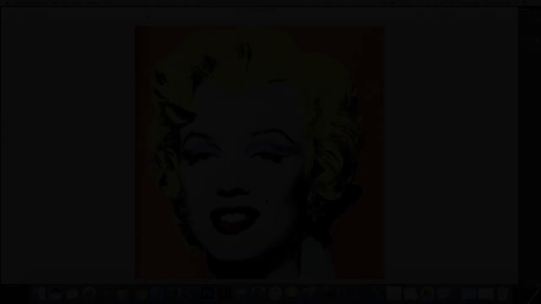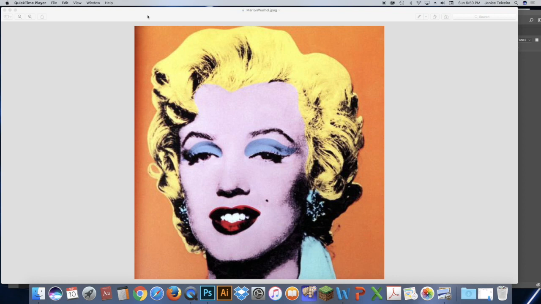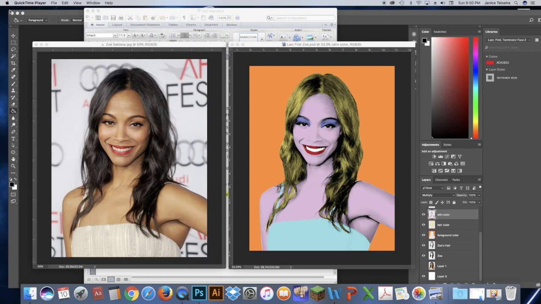Image of Marilyn Monroe is a famous artwork done by Andy Warhol, who is sometimes considered the king of pop art. We are going to be using this image as our inspiration for our next project, which is called the Warhol Project. I'm going to be using this image of Zoe Saldana to create the Warhol effect here, and you will be choosing your image, your subject, the next time you're on computer.